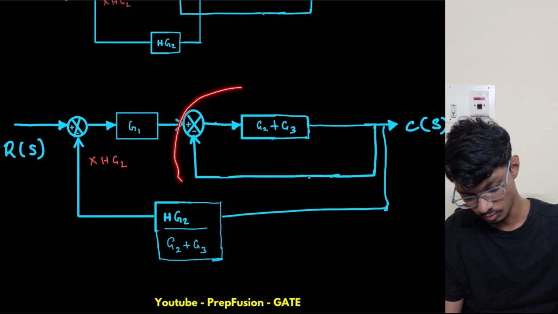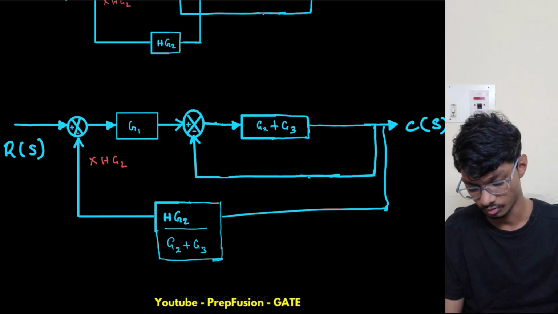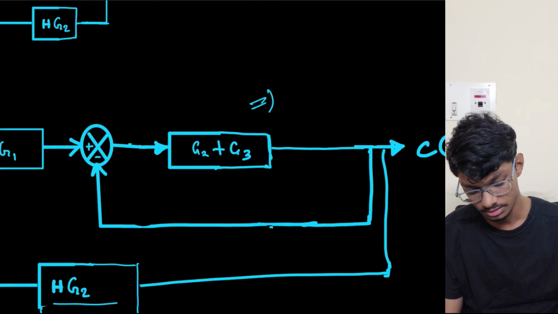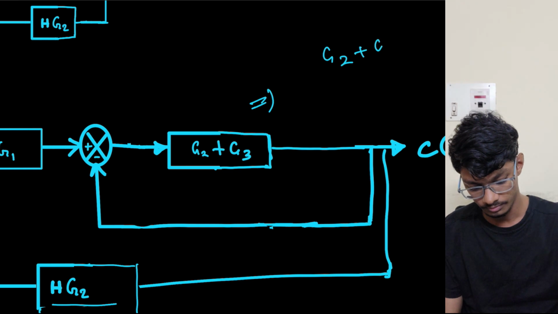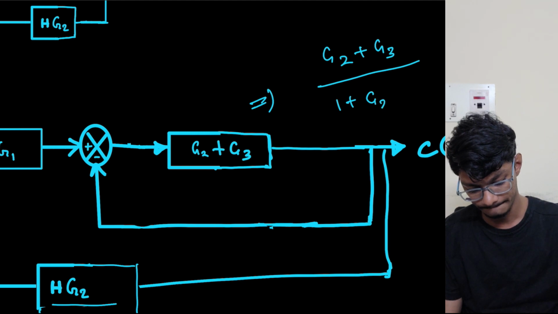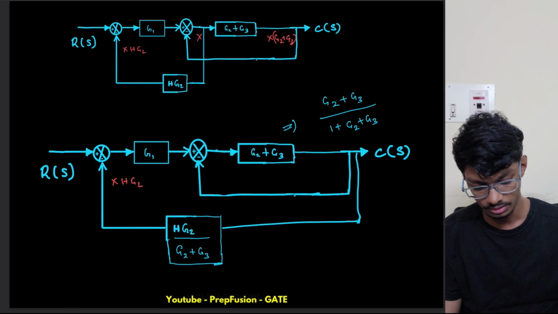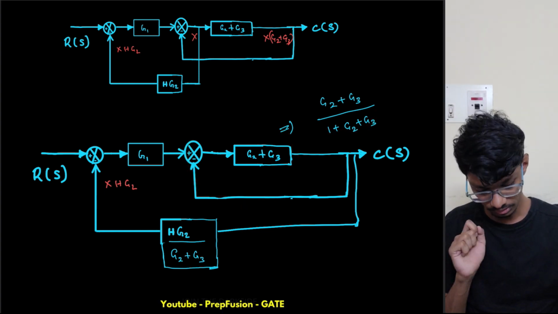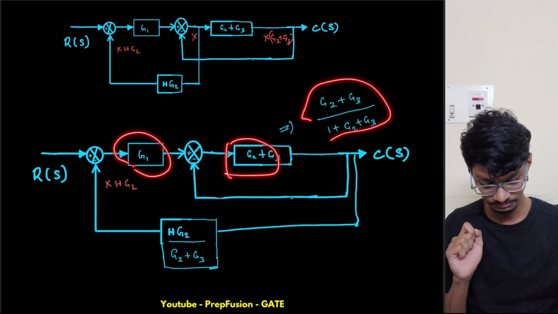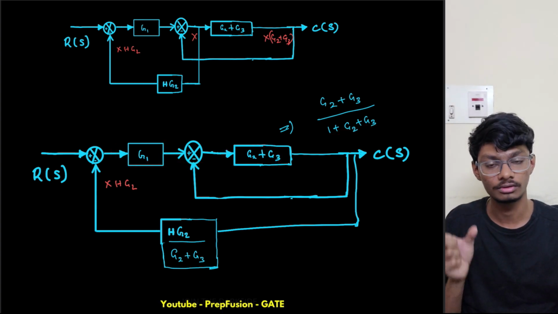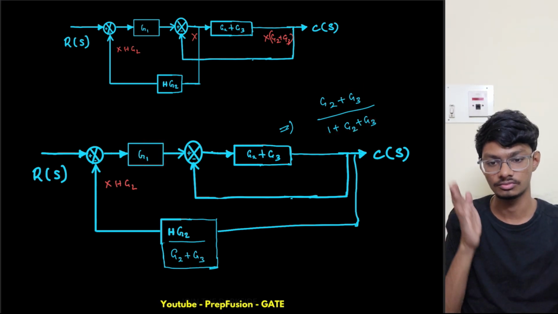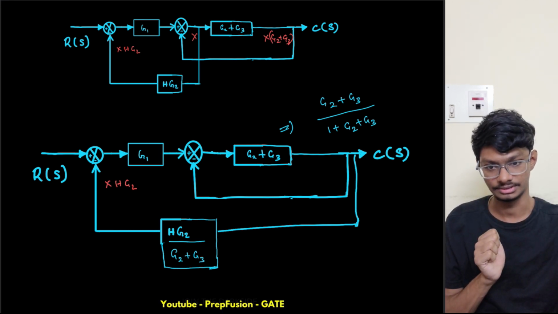Now what I will do, I will replace this whole combination with a single combination. What will be the value of that single gain block? It is G upon 1 plus GH. So G2 plus G3 divided by 1 plus G2 plus G3. Okay, so this whole combination will be replaced by this single block. Now this single block will come in cascade with this G1. So what will be the overall gain of the single block? If these two are in cascade, it will be simply G1 times G2 plus G3, right?